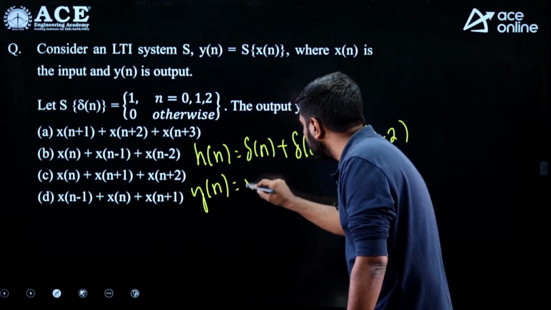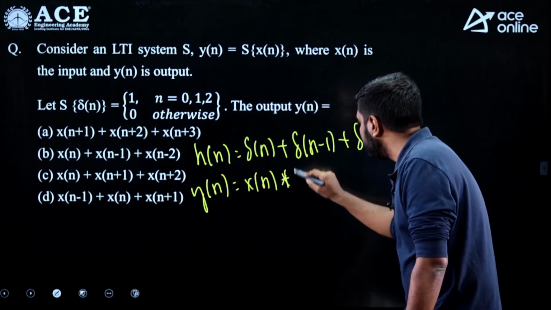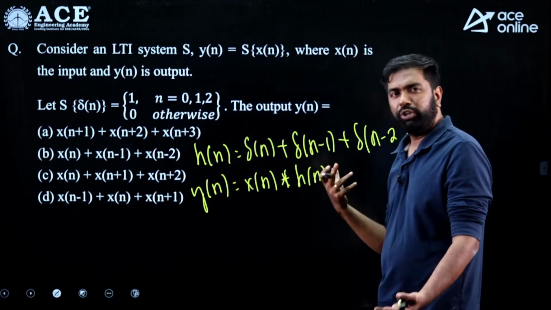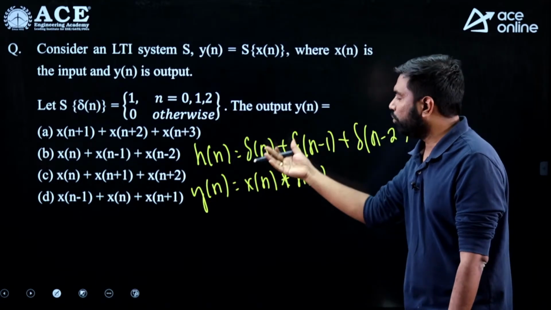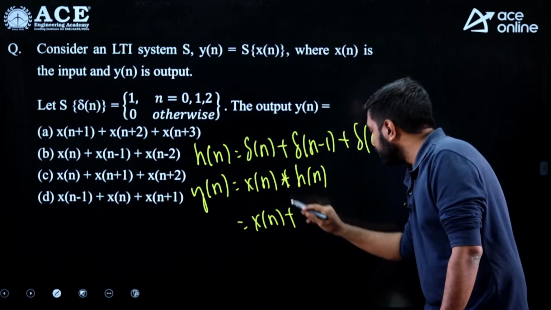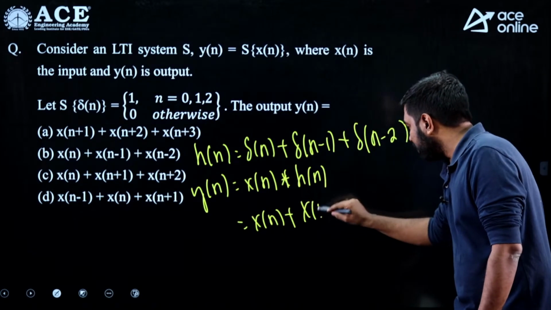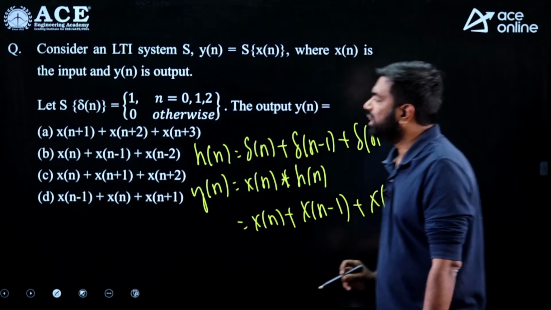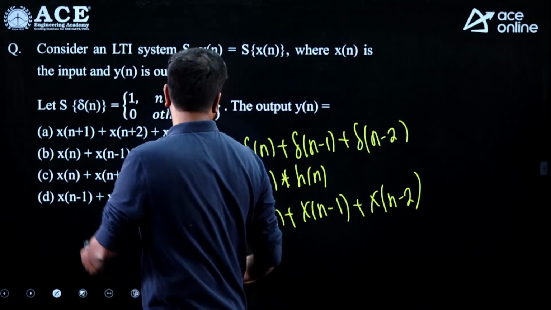y[n] is x[n] convolved with the impulse response. So when x[n] convolves with this, this and this, as we repeated in the class, when x[n] is convolved with impulse, again you get x[n]. So this is x[n] plus, when x[n] convolves with this, you get x[n minus 1] plus, and then this is x[n minus 2]. So what could be the answer? It is clearly option B.